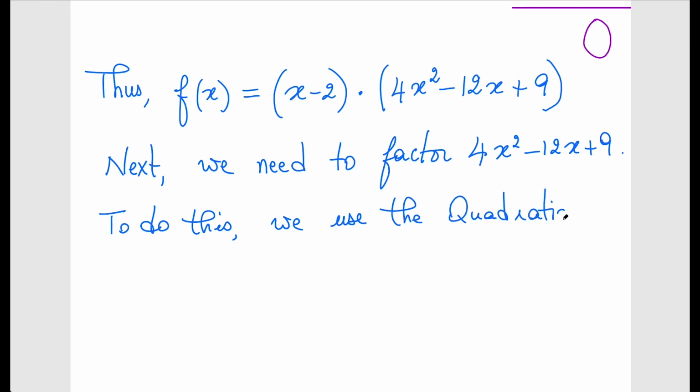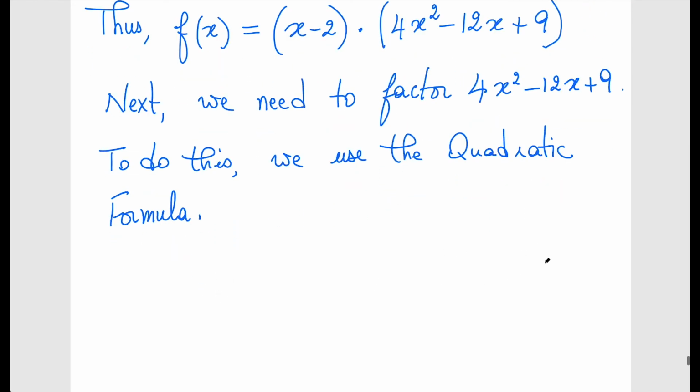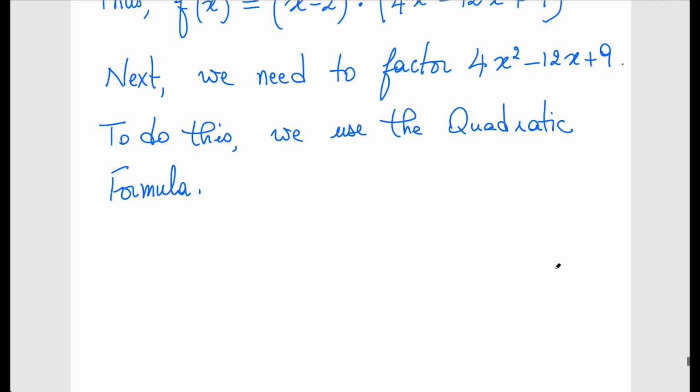Some people see it immediately and some don't. So let's pretend we don't see it and use the quadratic formula for it. Again, if you need to refresh on the quadratic formula, go to one of my videos entitled Quadratic Formula and see what the formula was. I'm just going to quickly apply it here.